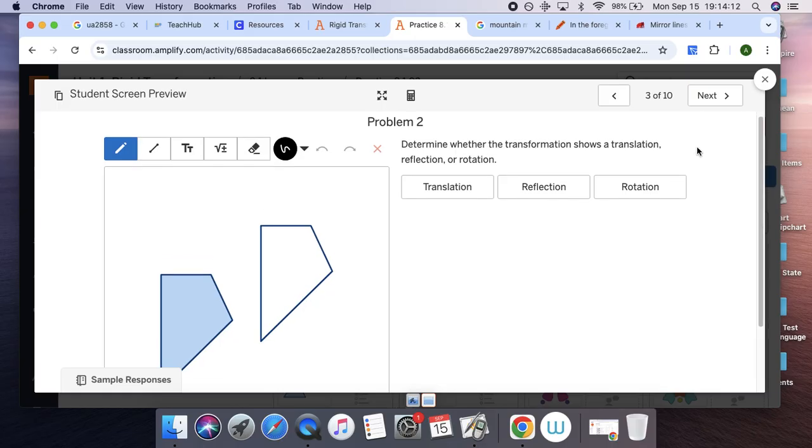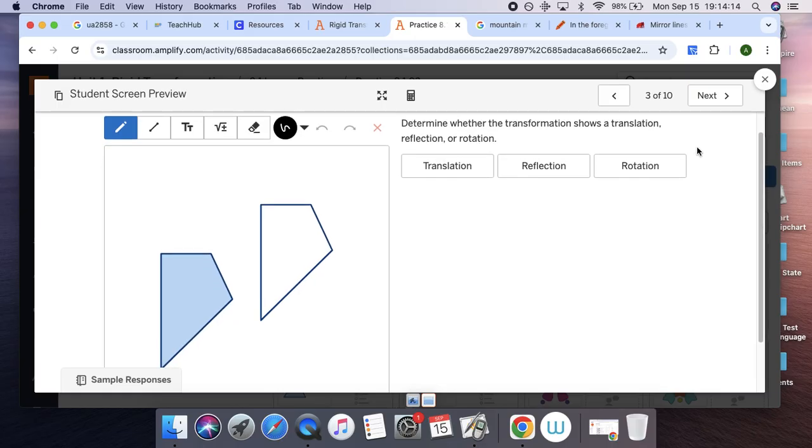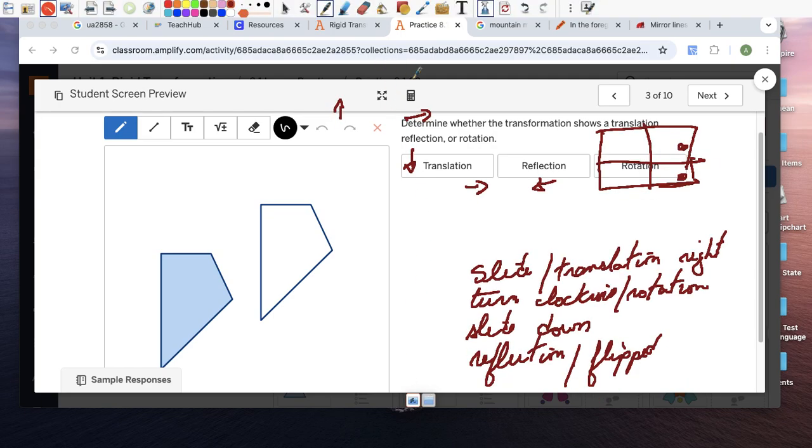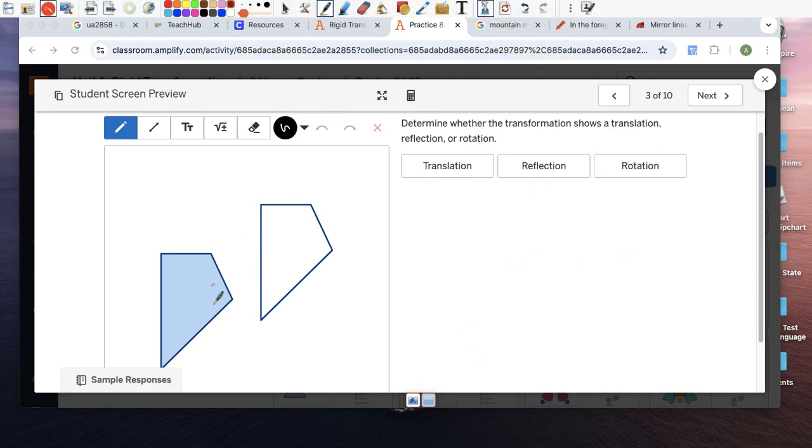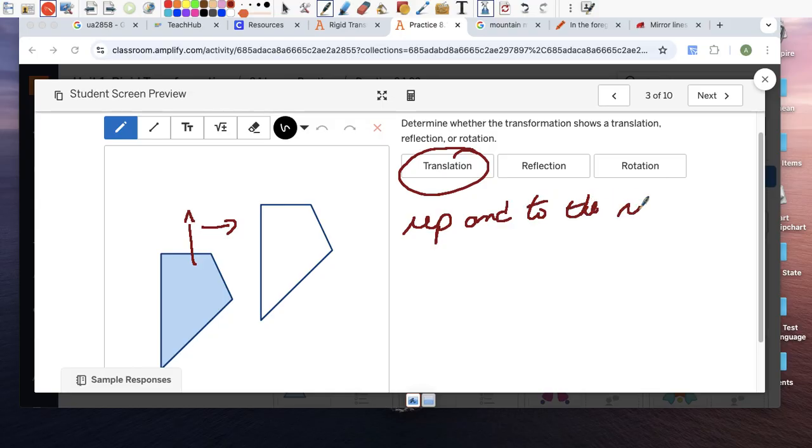All right, so determine whether the transformation shows a translation, reflection, or rotation. Notice that the figure is still pointing in the same direction. The direction hasn't changed. It simply moved up, and then it went to the right. So it's a translation, up and to the right.